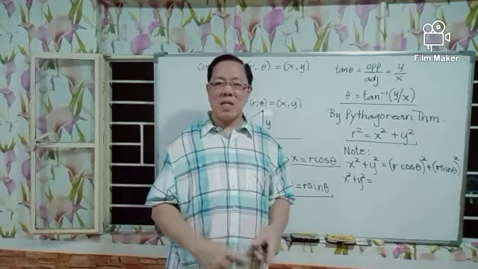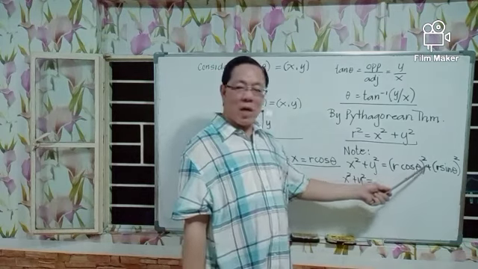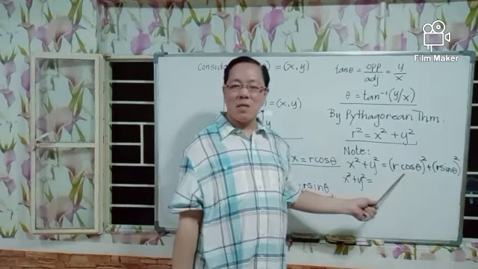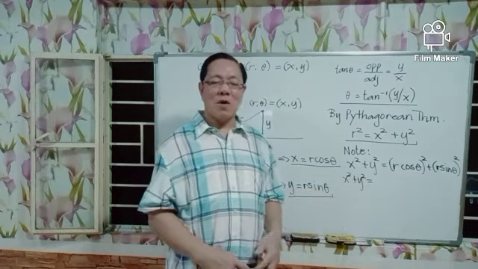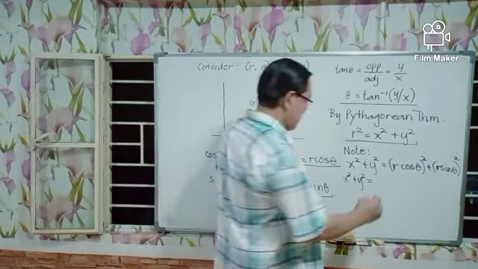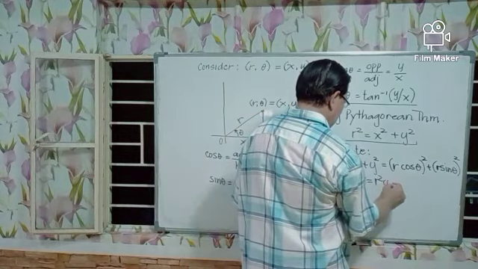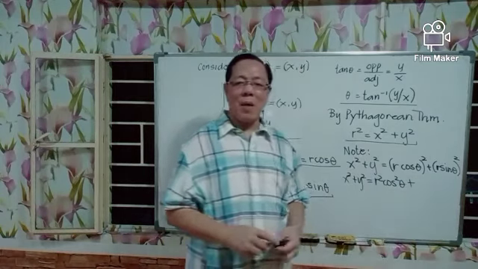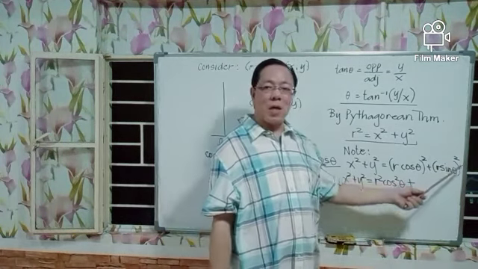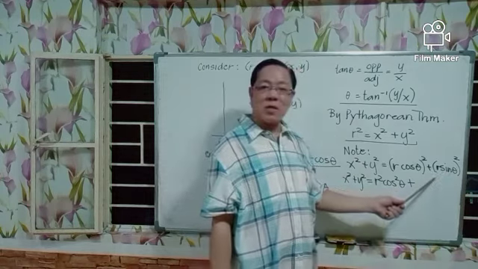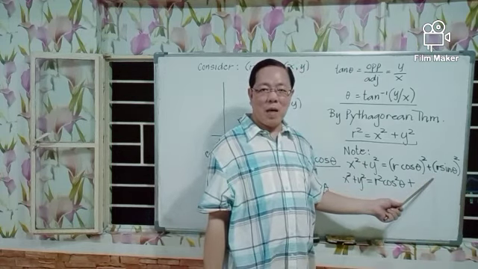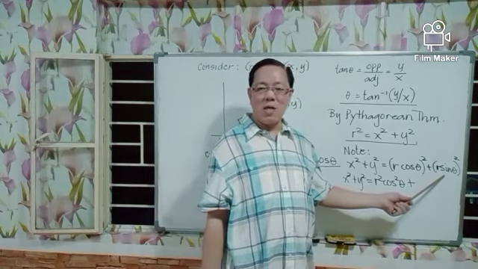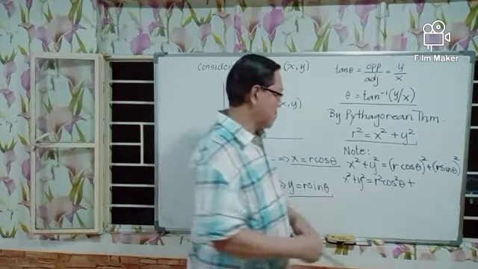And applying a property of exponents, the square of r cosine theta is equal to r squared multiplied by the square of cosine theta, which is cosine squared theta. And again, by applying the property of exponents, the square of r sine theta is equal to r squared multiplied by the square of sine theta, which is sine squared theta.